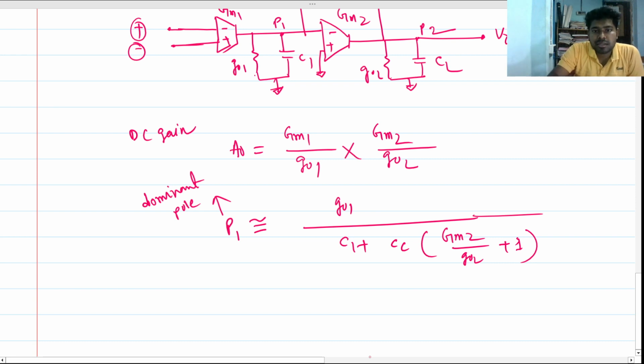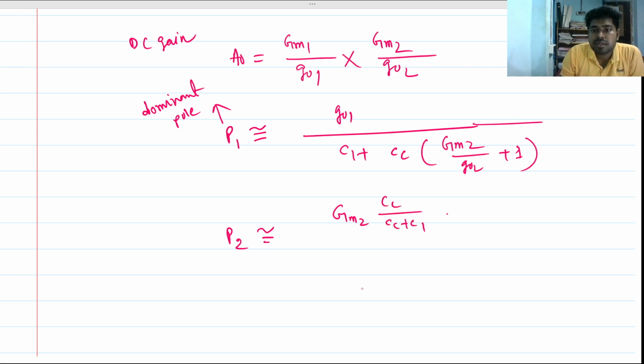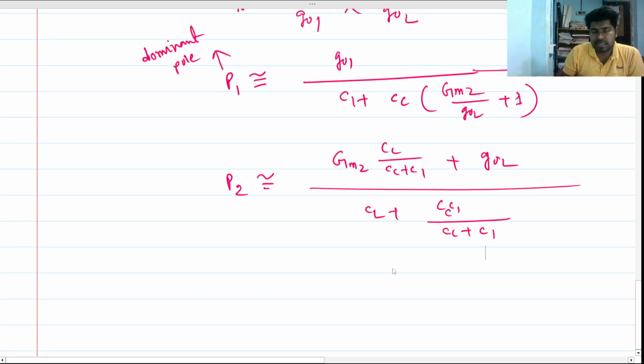And the pole 2 value will be GM2 times CC by CC plus C1 plus GOL, whole divided by CL plus CC C1 by CC plus C1. So this was the two pole locations, and then sir again asked me to modify this.